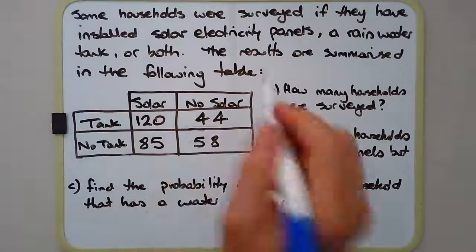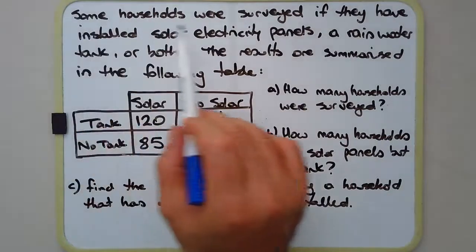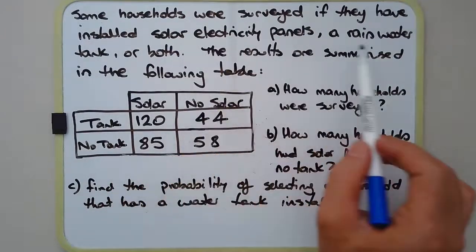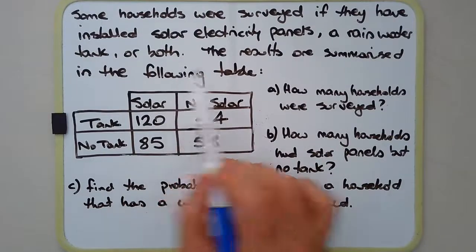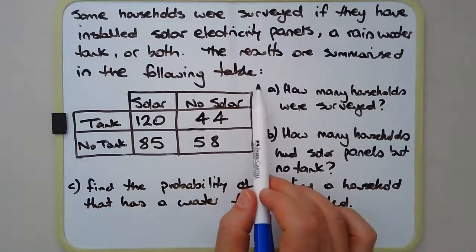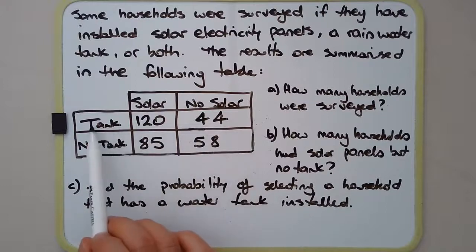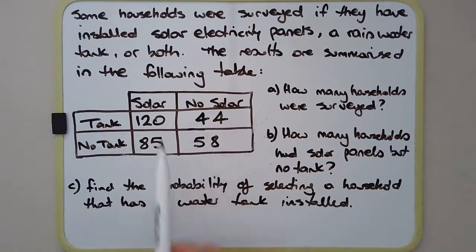Let's have a look at this particular situation. Some households were surveyed if they have installed solar electricity panels, a rainwater tank, or both. The results are summarized in the following table. You can see that we have two rows and really two columns. The rows indicate the number of households that either have a water tank or no water tank, and the columns indicate whether they have solar panels installed or no solar panels installed. So we really account for all the different possibilities here.